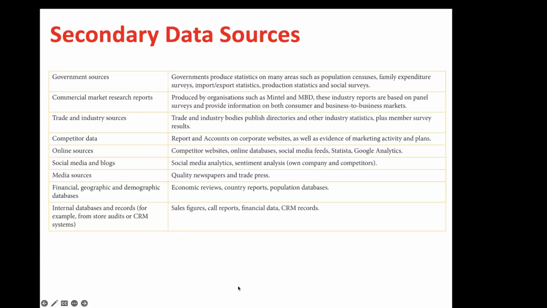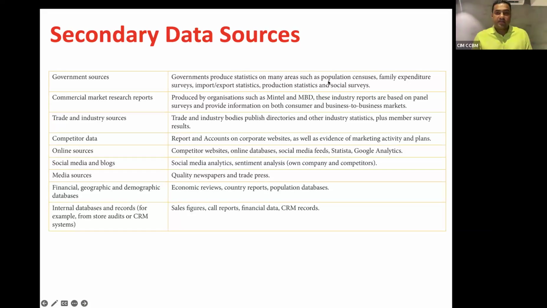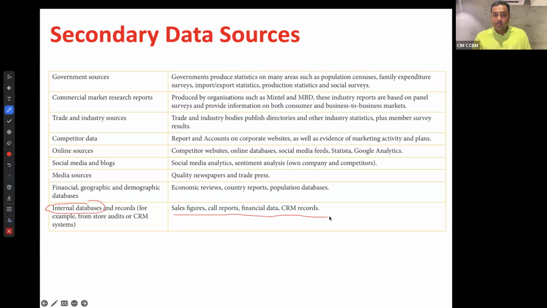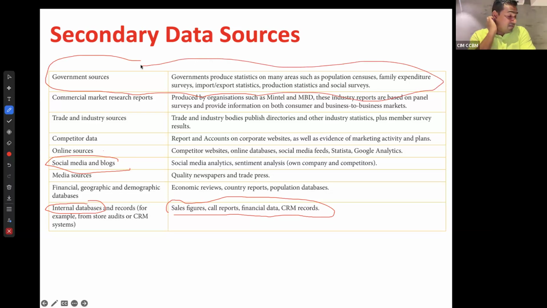So I spoke to you about the different types of internal and external sources of secondary research, right? So let's look at some of the internal sources first. You have internal databases, sales figures, call center reports, data from the finance department. And then you have online social media blogs, company blogs, or external social media analysis. You have government published reports, census and statistics department. I don't know if you have heard of them. Every country has a census and statistics department, right?